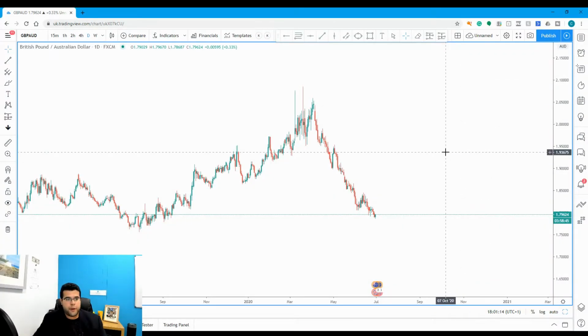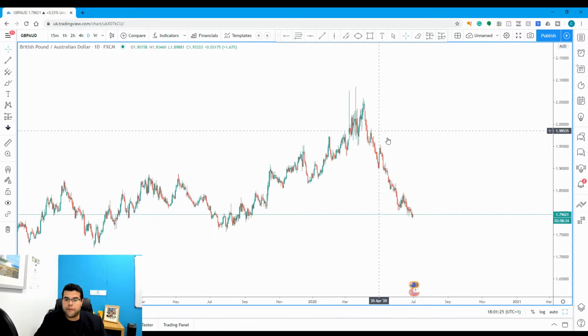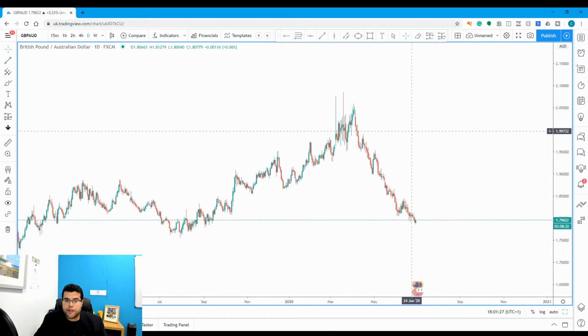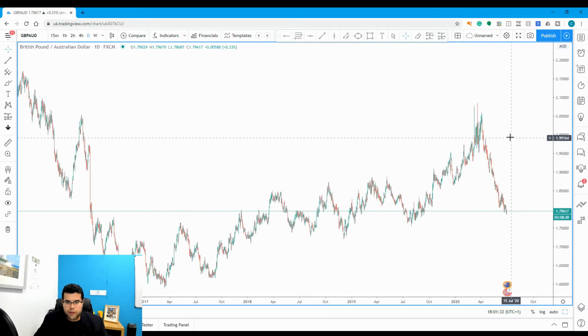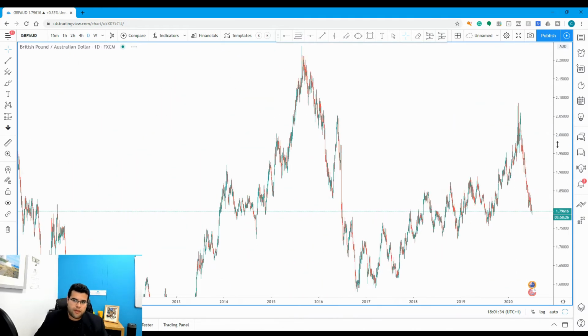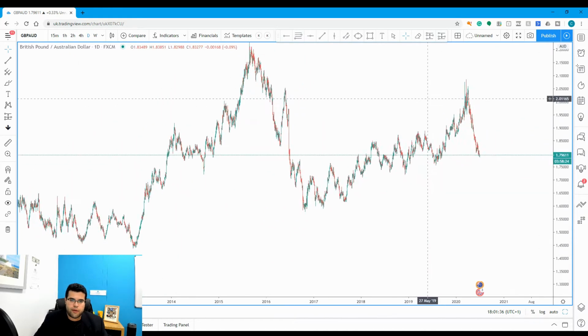So go ahead and open up a chart, any chart. If you'd like to follow along on this, I am looking at the Pound Aussie daily chart. The very first thing we want to do is compress the chart a little bit and just get a sense for what's going on.